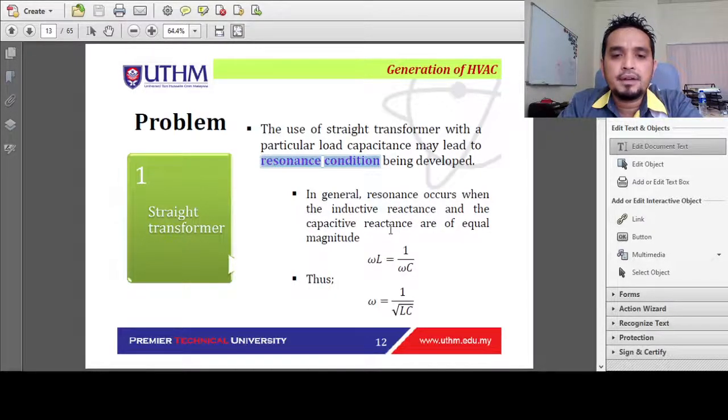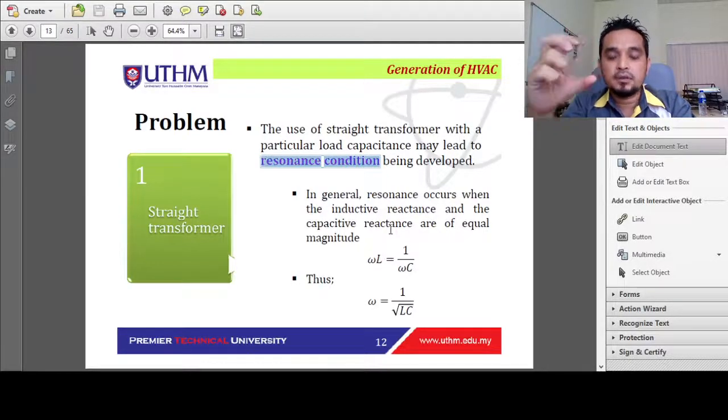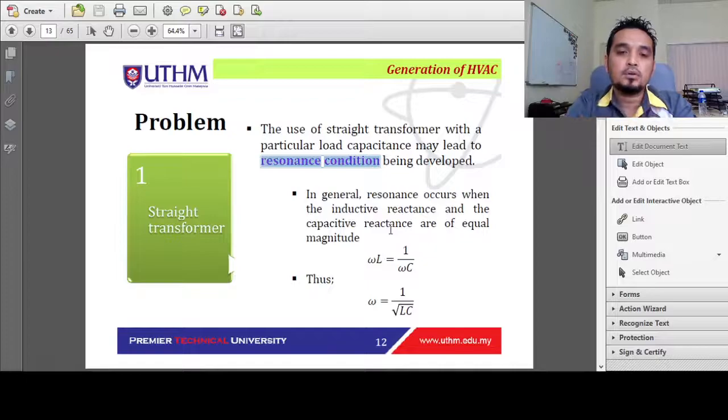Okay, what will happen if there is resonance? Resonance, by its name, we know is the amplification of the voltage level. Say we want to generate a certain voltage level at 100 kV output. When resonance occurs, the voltage can amplify up to 10 times the original expected output. For example, 100 kV will become 1000 kV, 1 mega, for example. That is the cause of the resonance. This is also an issue for the straight transformer.